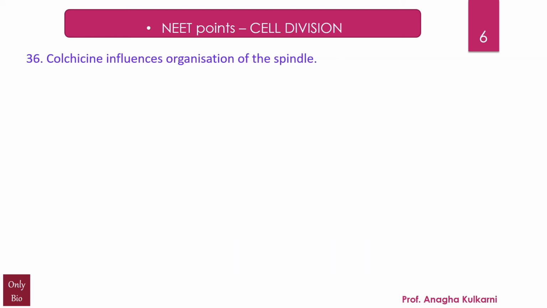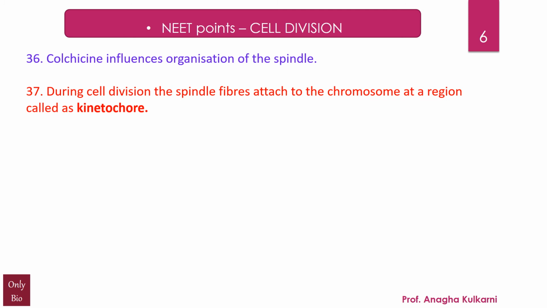Point number 36, colchicine influences organization of the spindle. Next, during cell division, the spindle fibers attach to the chromosome at a region called the kinetochore. Friends, please remember kinetochore is a structure that covers the centromere. Centromere, you might have heard of, is a structure that connects the chromatids with each other.